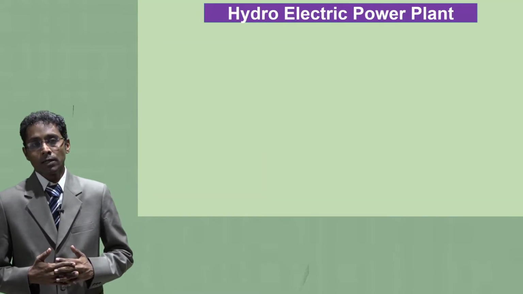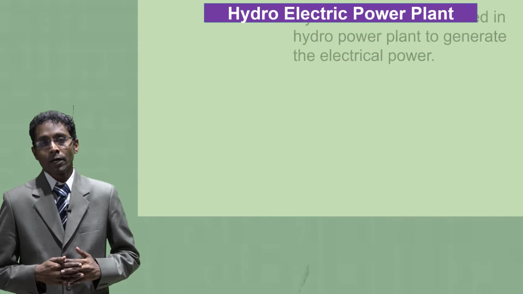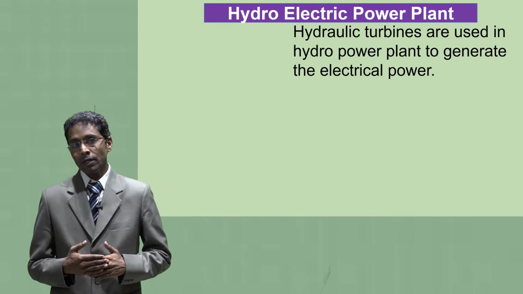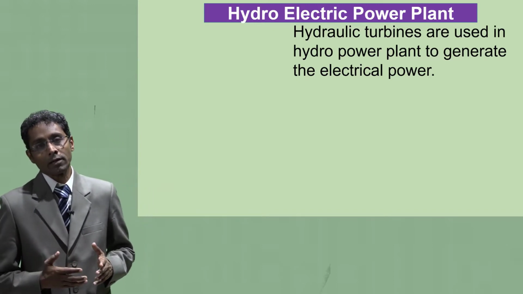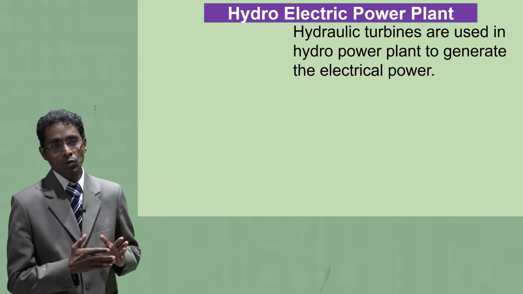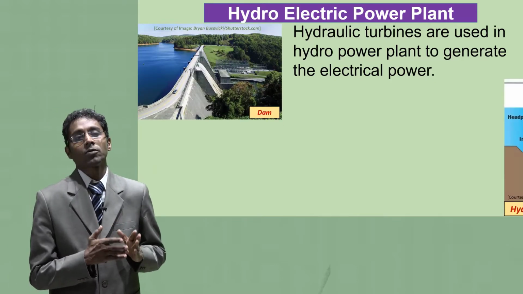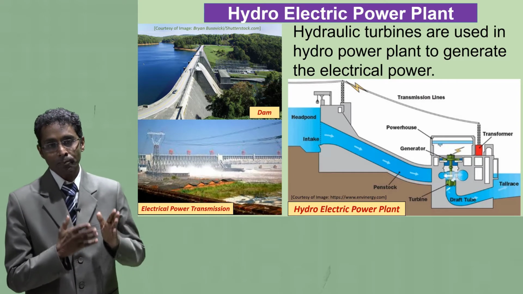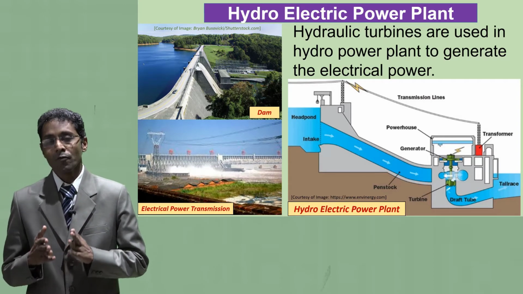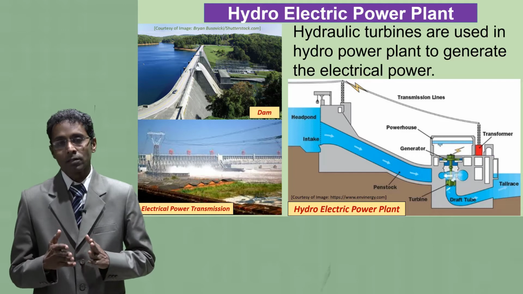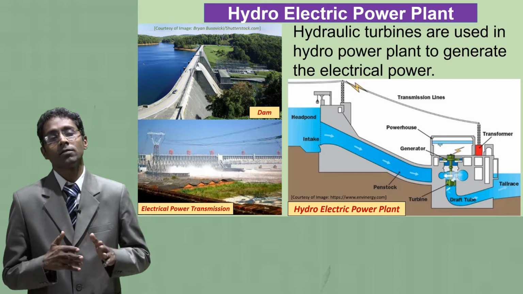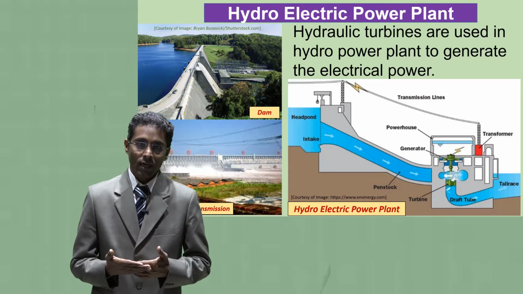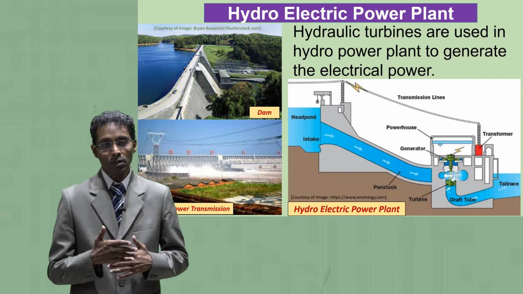Now we will see about the hydroelectric power plant. Hydraulic turbines are used in a hydropower plant to generate electrical power. From a dam, a huge amount of water containing potential energy is conveyed by using a penstock to the turbine location, where the turbine is rotated. Thus mechanical energy is obtained. This mechanical energy is converted into electrical energy, which is transmitted by using transmission lines.